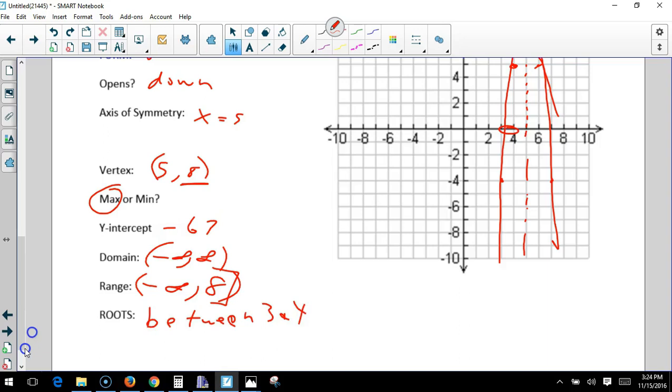And then it's between 6 and 7. Now you can see my sloppy one. My first one was going over here, and I cleaned it up. It's pretty close to 7. But it's between those two numbers, 3 and 4, and 6 and 7. Somewhere in there. And that's all you have to say. You don't have to find the exact number now.